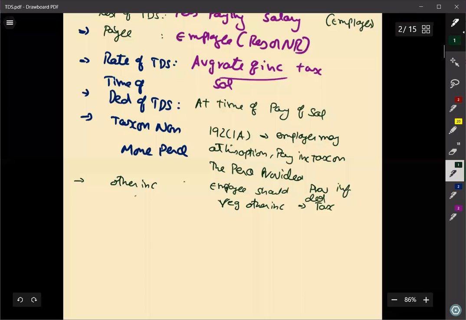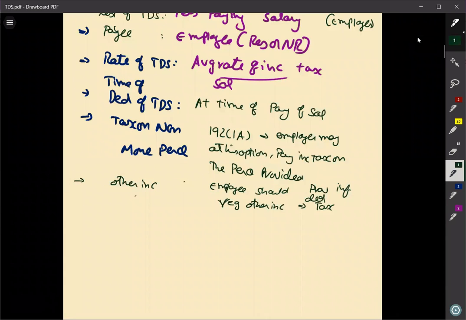And employer paying salary to the employee. At the time of making payment of salary, employer has to deduct the TDS. At what rate? Average rate of income tax. How will that average rate of income tax be computed? He will compute the total income of that year. On that, he will compute the tax liability.